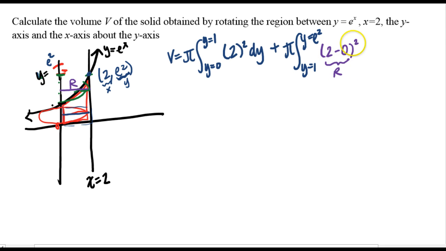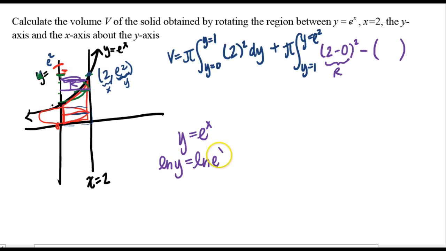So this is my big radius minus, so now my little radius from the axis of rotation to the closer function. The closer function is y equals e to the x. So this little radius is going to be this function minus 0. But I don't want to write e to the x because my limits of integration are y. So y equals e to the x. If I need to solve this for x, that means I need to take the natural log of both sides. So ln y equals ln e to the x.